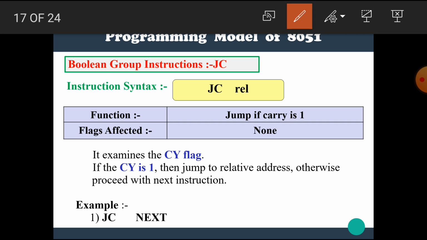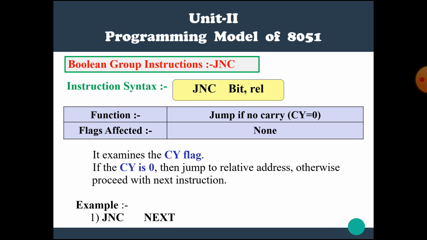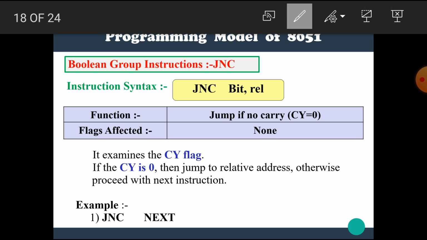The next instruction is JC. That means jump if carry is 1. If carry is 1, then jump to this relative address. It examines the carry flag. If the carry flag is 1, then jump to the relative address. Otherwise, proceed with the next instruction. For example, JC next: if the carry flag has the value 1, then jump to the next address or the next area. The next instruction is JNC. That means jump if no carry, or jump if the carry has the value 0.